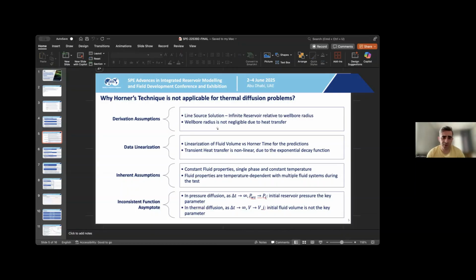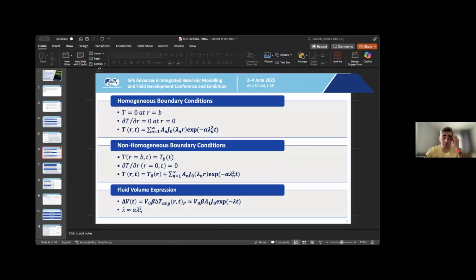The other one is about the functional asymptote, I will not go into this. Inherent assumptions: the other assumption is that the Horner technique requires constant temperature, whereas during the liner inflow test, the temperature is not constant. I mean, the whole point is that the flow is from the thermal expansion. So the temperature is actually converging to the in-situ value. So there's no way the temperature is constant. Otherwise, there would not be flow. So these are the most important non-compliances of applying a Horner technique. Again, there is no hard requirement on this.